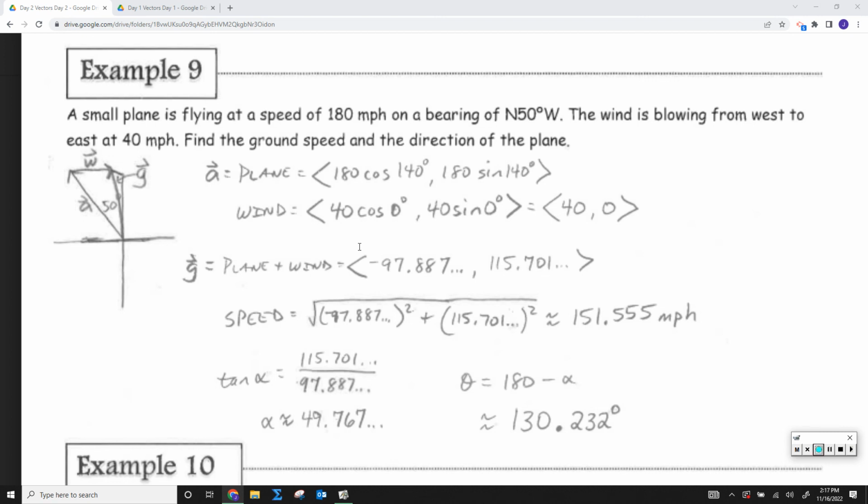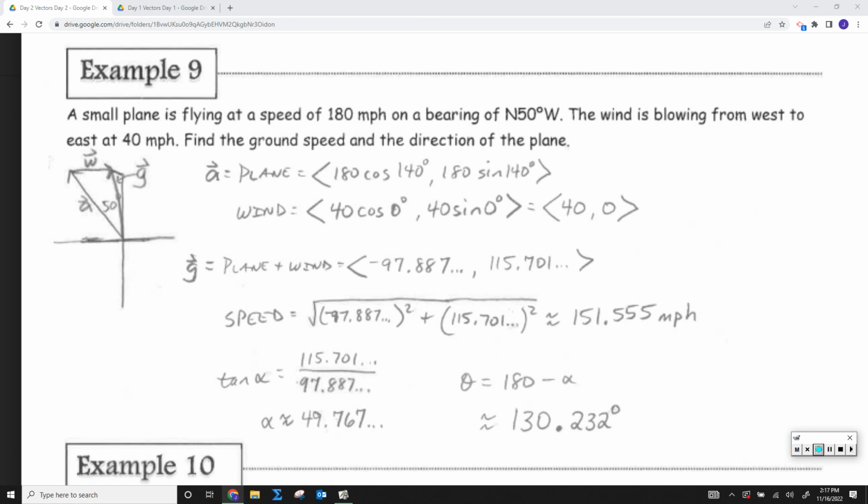And then it says the wind is blowing from west to east. Okay, so remember we're going to add that vector onto our airspeed if I was drawing it. So from west to east, that means it's going directly straight to the right, which means the angle created with the positive x-axis, the wind blowing from west to east, is 0. That's why we have cosine 0 and sine 0. And of course the 40 is our magnitude, it's how fast the wind's blowing. So we have 40 cosine 0, 40 sine 0.